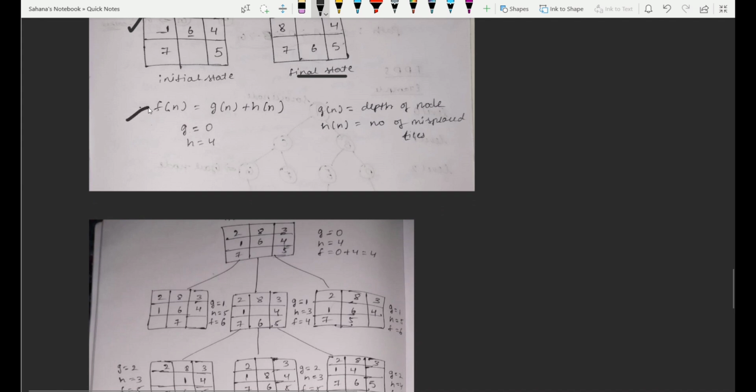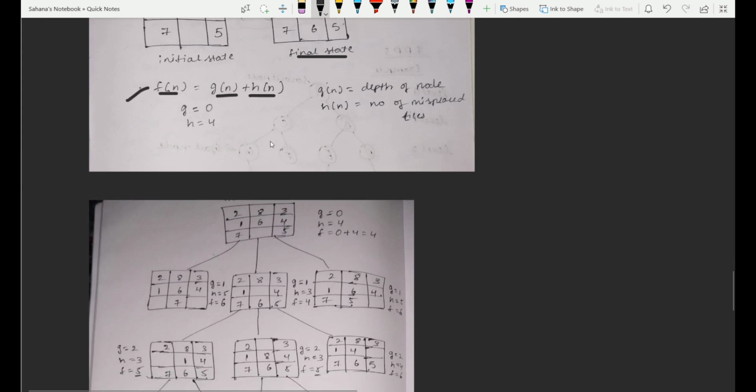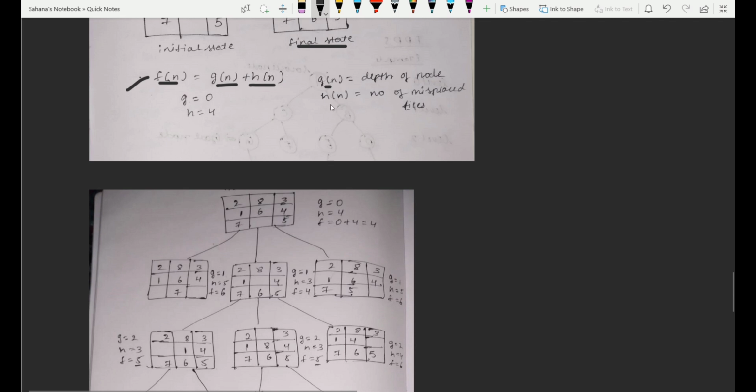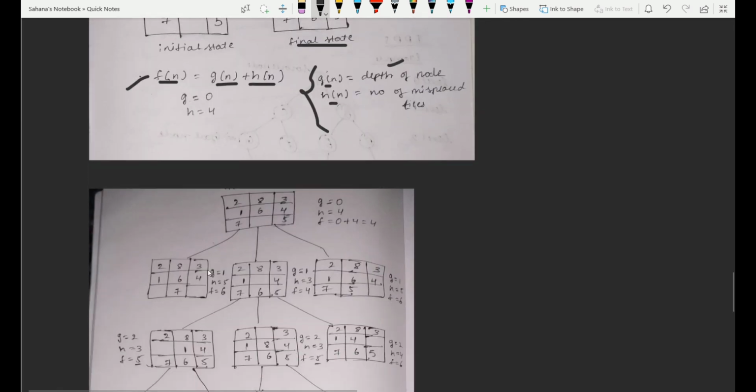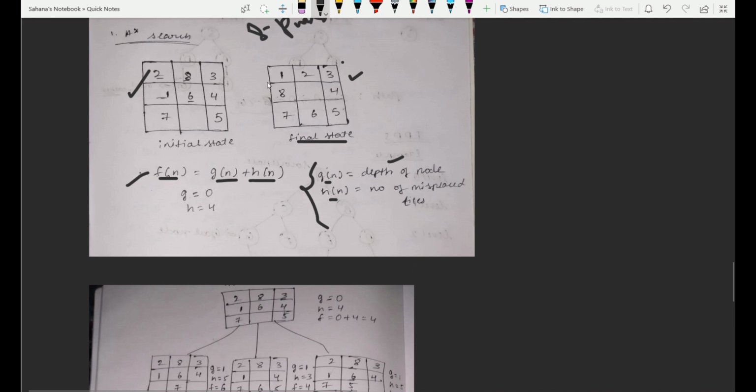First we will take the function. What is the function? F of n is equal to g of n plus h of n. G of n is the depth of the node and h of n is the number of misplaced tiles. In this problem we take g of n as the depth of the node, meaning the level. In which level what will happen. Here h of n is the number of misplaced tiles. Each box is called a tile in this problem.